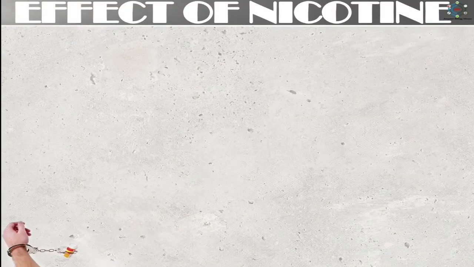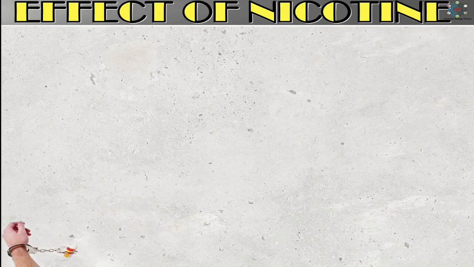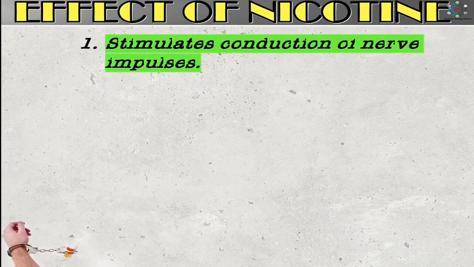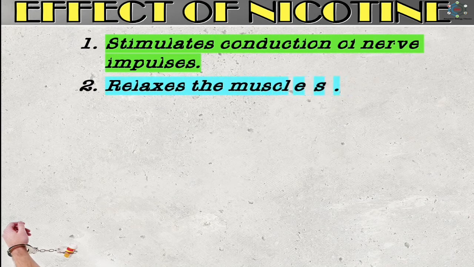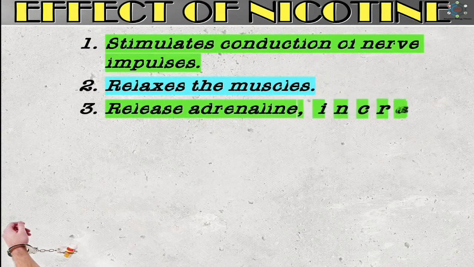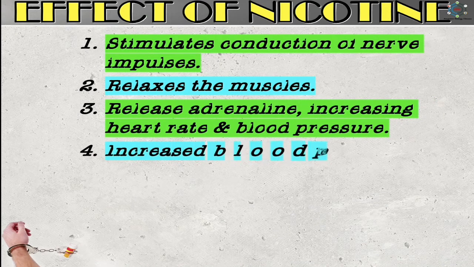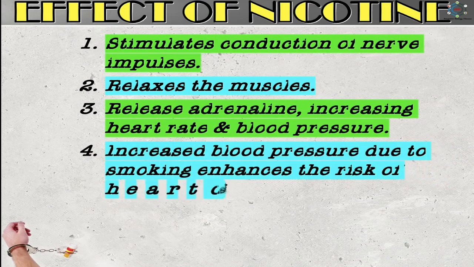Now, after this, here you can see the effects of nicotine. So, what is the effect of nicotine? There are many effects of nicotine in a low concentration. First, it stimulates conduction of nerve impulses, relaxes the muscles, and releases adrenaline, increasing heart rate and blood pressure. Increased blood pressure due to smoking enhances the risk of heart diseases.